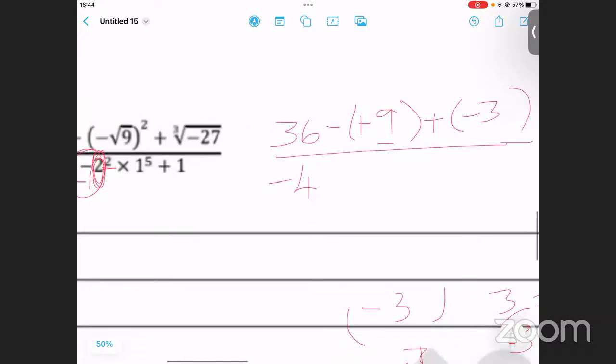And then we're going to multiply it with 1 to the power of 5. What is 1 to the power of 5? It is 1, right? And now we can simplify. We're going to have 36 minus 9 minus 3, divided by minus 4 multiplied by 1, is minus 4. Any number multiplied by 1 is that very same number. So plus 1. So it's minus 4 plus 1. And what is 36 minus 9 minus that?